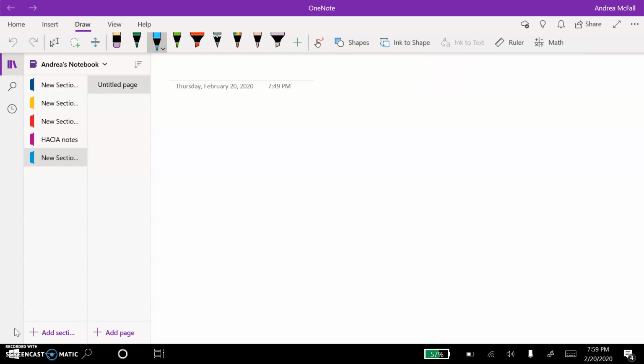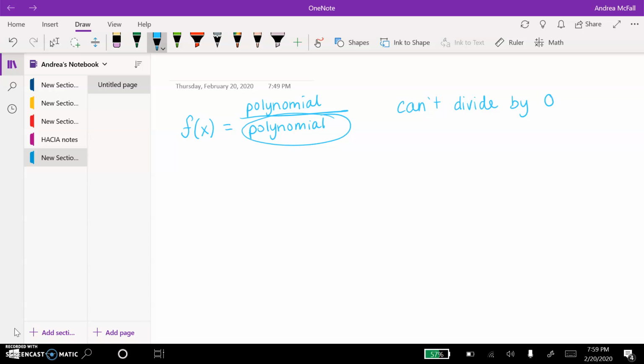So when we're looking at these rational functions, if we're looking at something like this, what it means is that I have a polynomial in the numerator and in the denominator. Now we know that the rule is you can never divide by 0. So it makes sense that when we go to graph it, whatever makes the denominator equal to 0 means that we can't have a graph there or have the graph continue at that point.